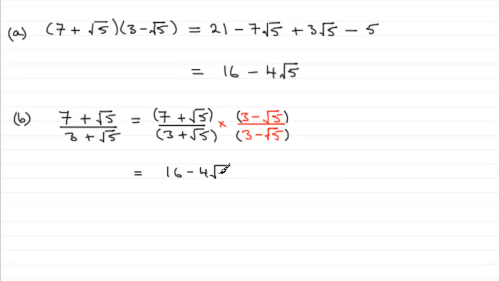But what do we get on the bottom? Well, because we switch the sign here, we create what is often referred to as the difference of two squares. This is going to be 3 times 3, 3 squared, or 9. Then we're going to have minus 3 root 5, but then plus 3 root 5. They're going to cancel one another out. And then we just have plus root 5 times minus root 5, which is minus the square root of 25, which is minus 5. Well, the denominator here is going to be 4, so we end up with 16 minus 4 root 5 all over 4.